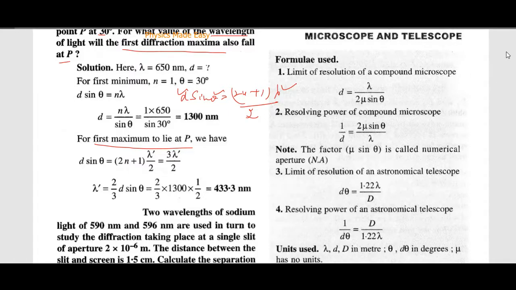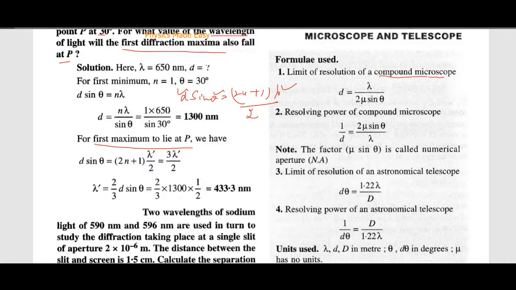Microscope and telescope. Note this point, limit of resolution. And also note that limit of resolution and resolving power are not the same. They are reciprocal of each other. For example, here the formula for limit of resolution d is equal to lambda by 2 mu sine theta. Note down, this is for the compound microscope.